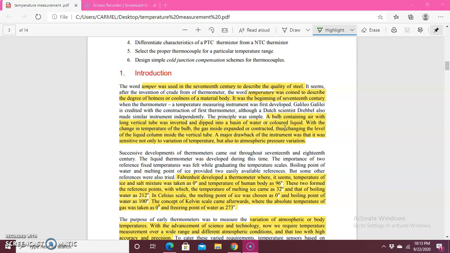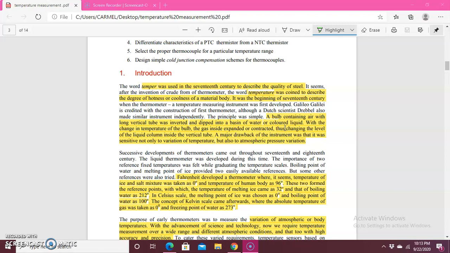So how did this term temperature come about? In olden days, like the 17th century, they called it temper, and it was used to describe the quality of steel. After the invention of the thermometer, the word temperature was coined to describe how much hardness or coolness a material body has. This is how the word temperature comes. It was the beginning of the 17th century.